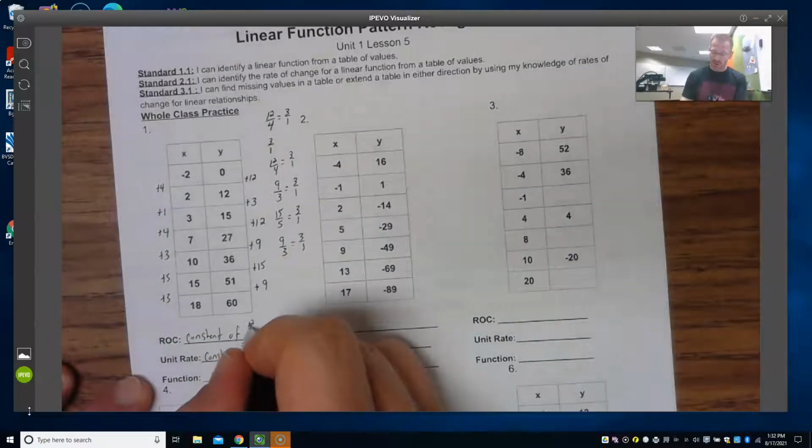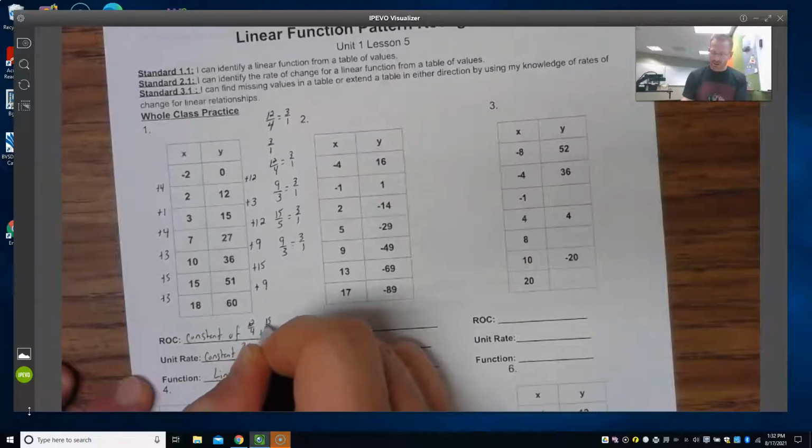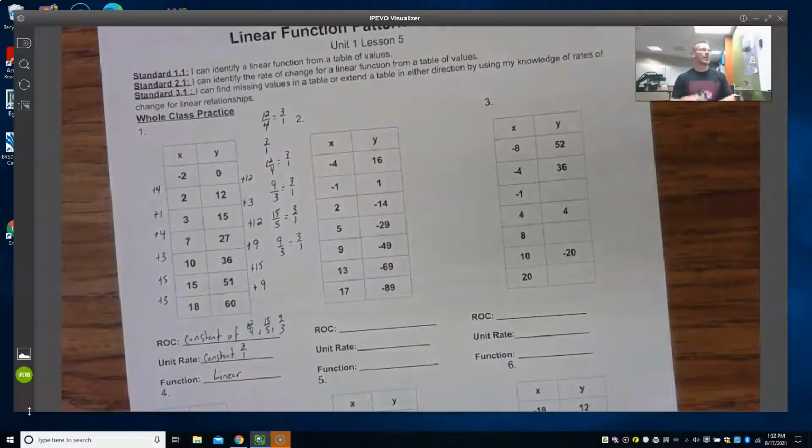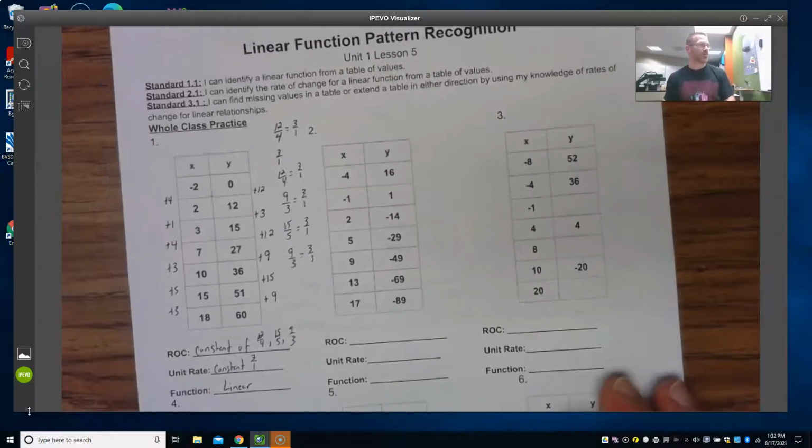So 12 to 4, right? 15 to 5, 9 to 3, those all mean 3 to 1, right? They just look a little bit different. All right. So let's take a quick look at problem 2 here.